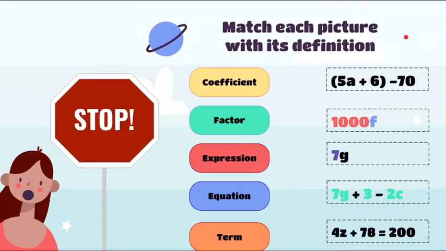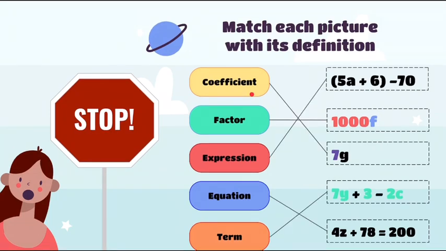Stop. Before you continue, get a piece of paper to match each picture with its definition. Coefficient. Just as we had discussed earlier, a coefficient is a number that is being multiplied by a variable. In this problem, you see that I've highlighted the 7, which is being multiplied by variable g, which makes it the coefficient. Next, factor. As I said earlier, factors are the numbers that are being multiplied.